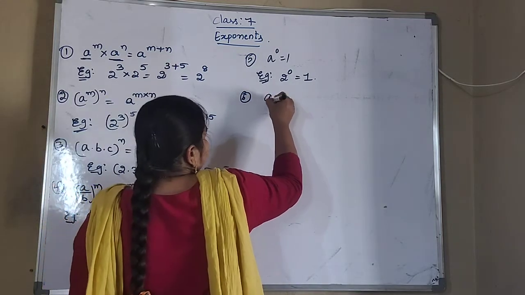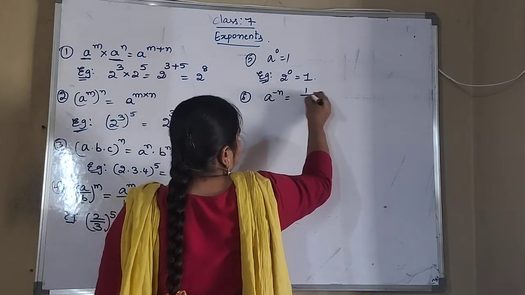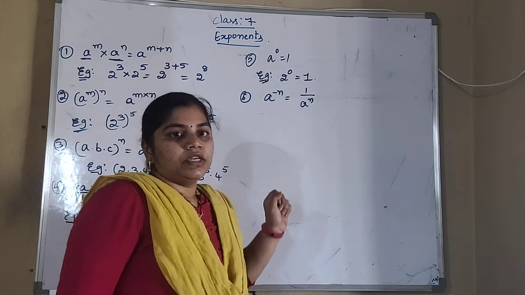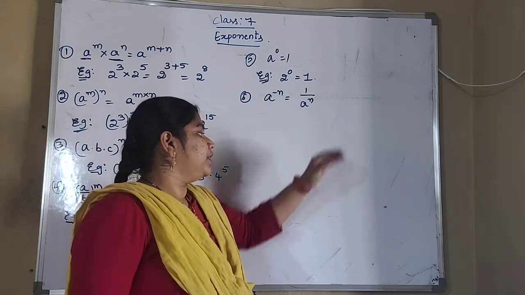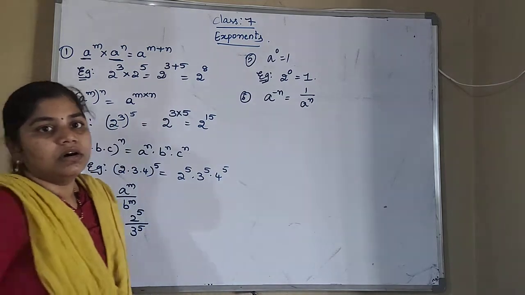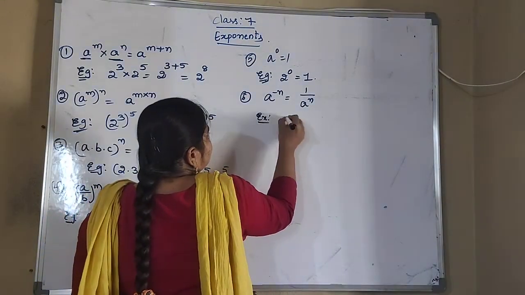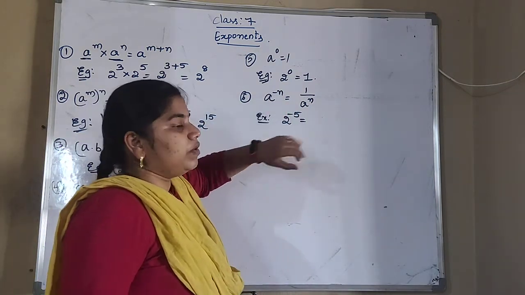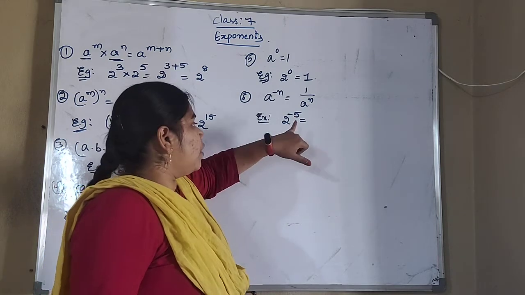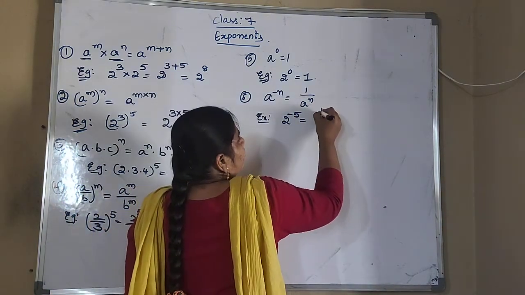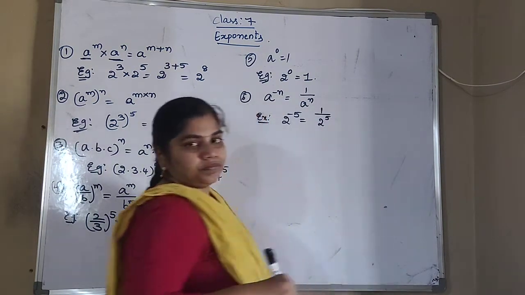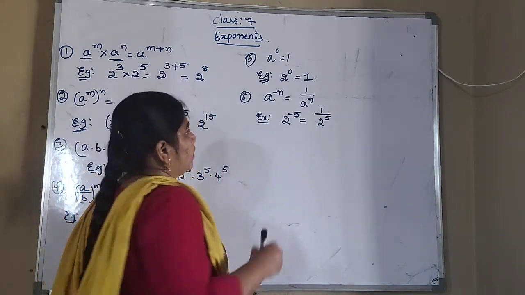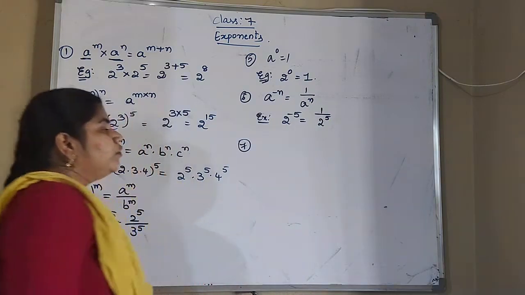Next is a power minus n. A power minus n can be written in the form of 1 by a power n. If you see, this a has a negative power. So if it is raised to a negative power, that can be written as 1 by a power n. For example, 2 power minus 5, where the a value is 2 and the n value is 5. This is also a negative power. How will you write this? You can write it as 1 by 2 power 5. So this is our next formula. And the seventh one. What is the seventh one now?